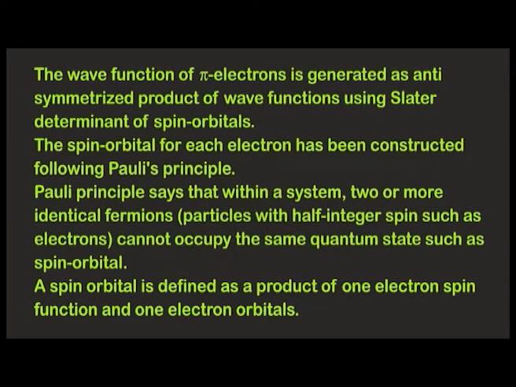The wave function of the pi electron is generated as an antisymmetric product of wave functions using a Slater determinant of spin orbitals. The spin orbital for each electron has been constructed following Pauli's principle. We have already learned that the Pauli principle says that within a system, two or more identical fermions, that is particles with half integer spins such as electrons, cannot occupy the same quantum state such as a spin orbital. A spin orbital is defined as a product of a one-electron spin function and a one-electron orbital. Interestingly, the Hamiltonian of pi electrons in the core does not involve spin. Therefore, the contribution of the spin function to the wave function can be ignored.